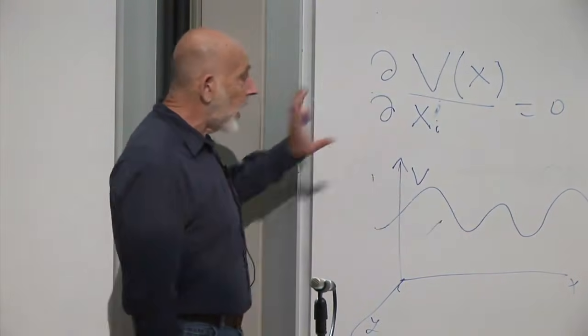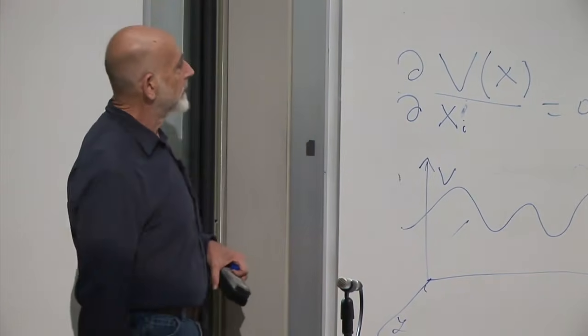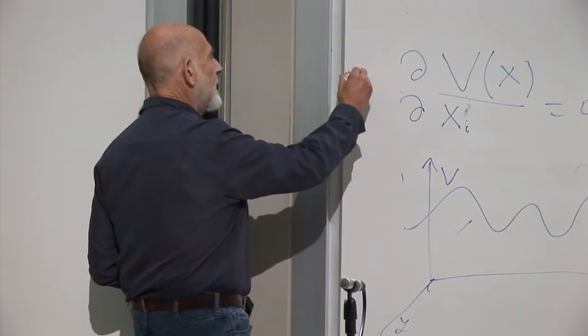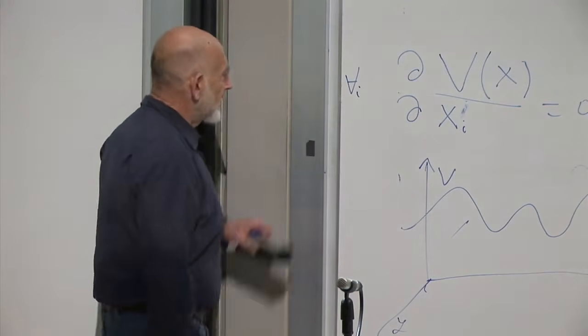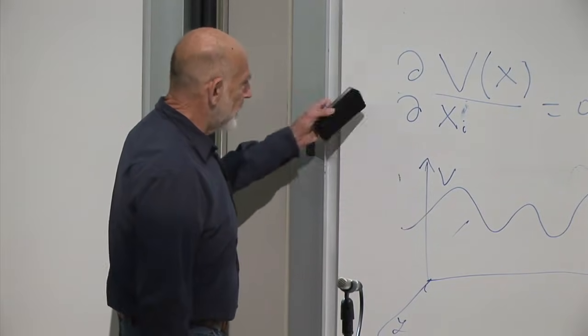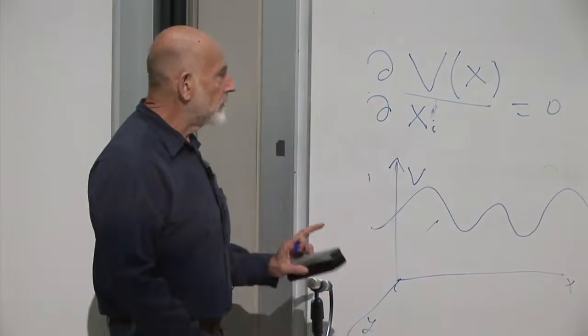for all i, how do mathematicians write for all i? Upside down A or something. And where do they put the i? Over here? All right, I won't write it right, so I won't even try. dV by dxi is equal to 0 for all i.